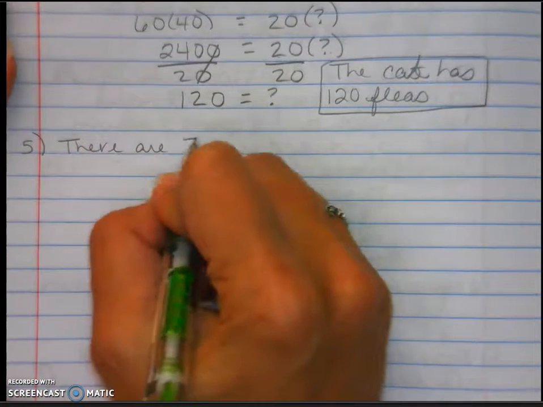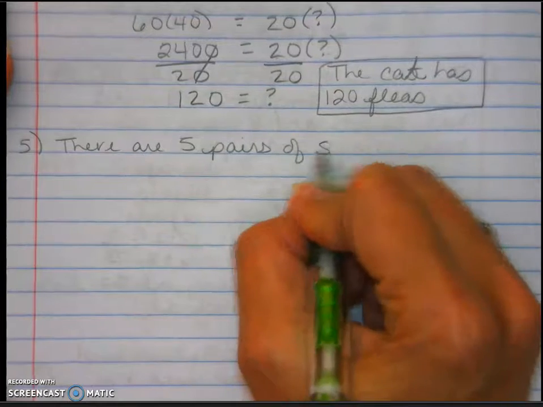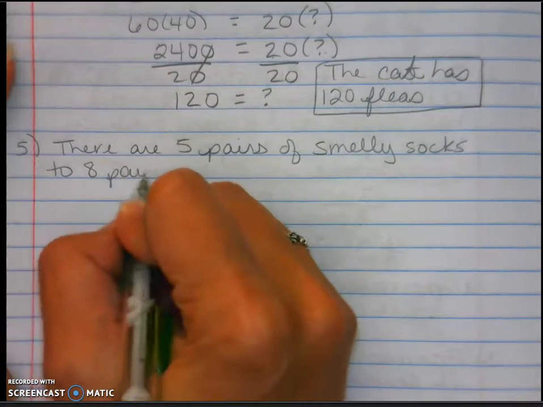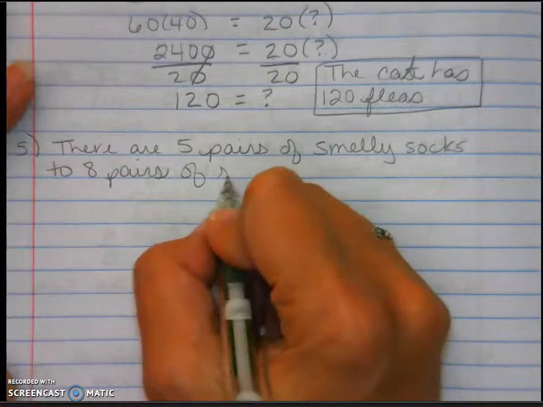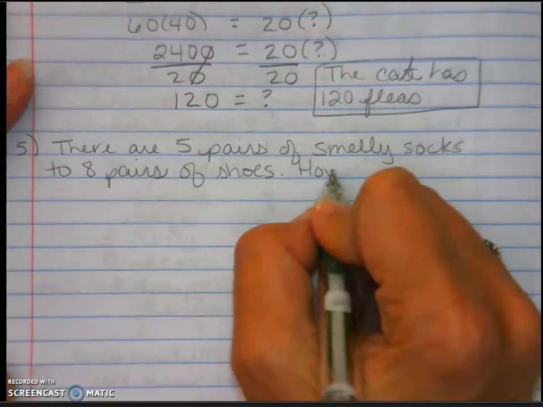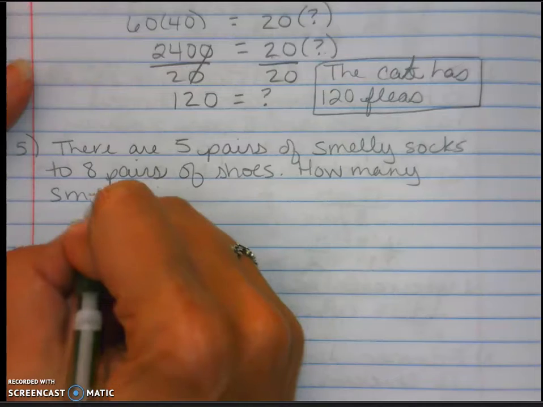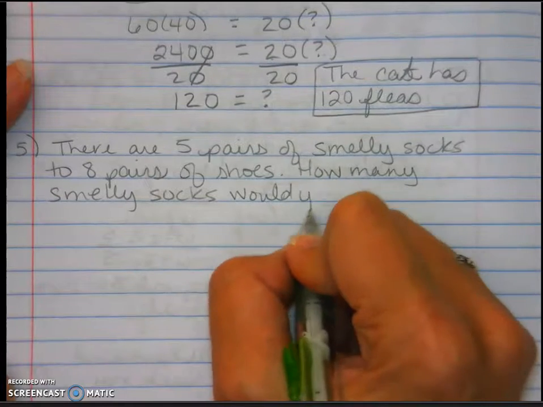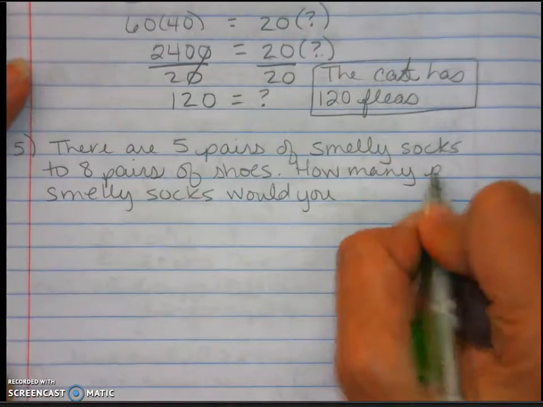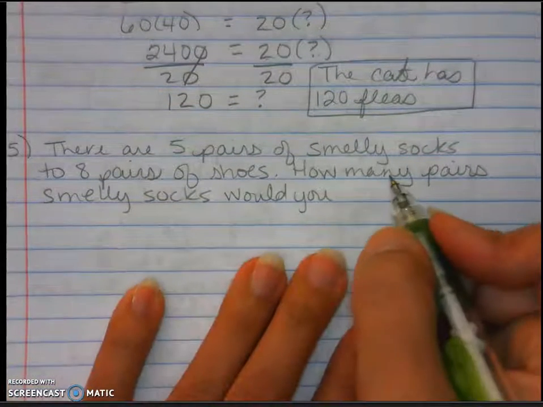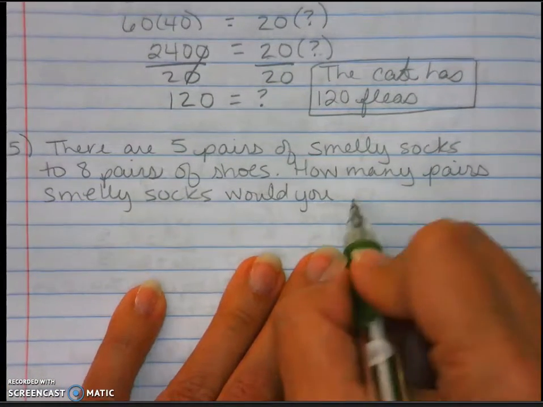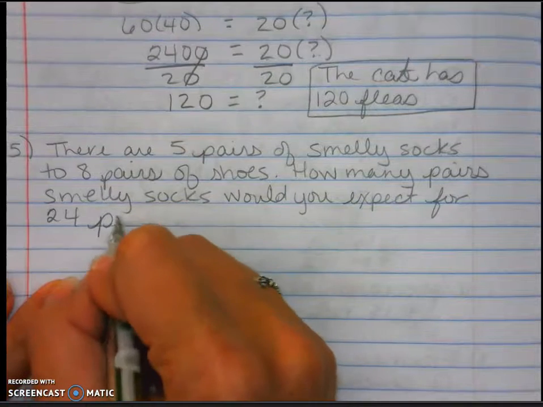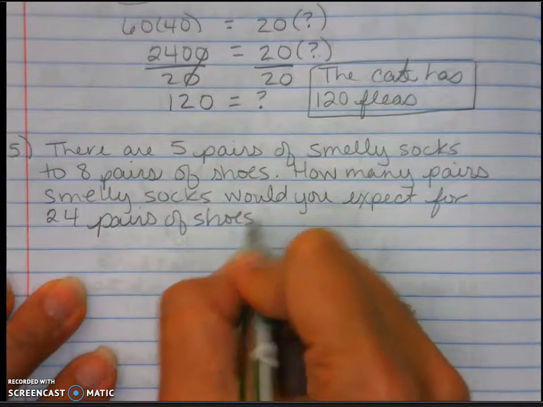There are 5 pairs of smelly socks. Oh, gross. To 8 pairs of shoes. How many pairs, because it has pairs up here, how many pairs of smelly socks would you expect for 24 pairs of shoes? Okay, so again, we're making a prediction.